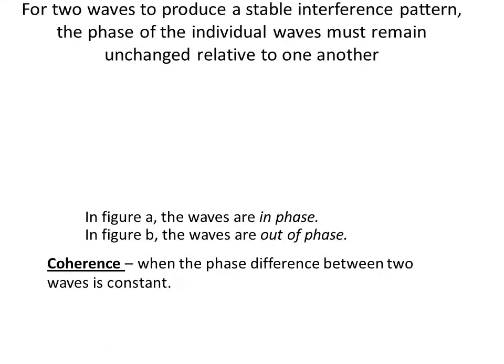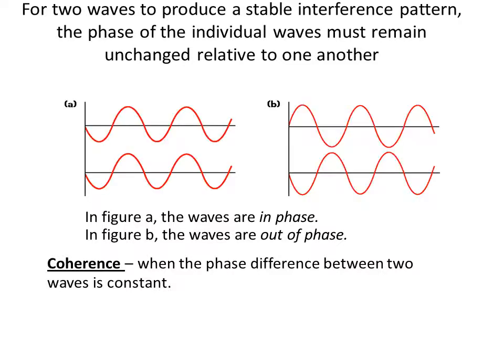In order for two waves to produce a stable interference pattern, such as the two examples in the previous slide, the phase of the individual waves must remain unchanged relative to one another. In Figure A, the two waves are in phase, meaning troughs are in line with troughs, and the crests are in line with the crests. In Figure B, these two waves are out of phase, meaning one crest is in line with the other's trough, and the first one's trough is aligned with the second one's crest. So this is out of phase versus in phase.